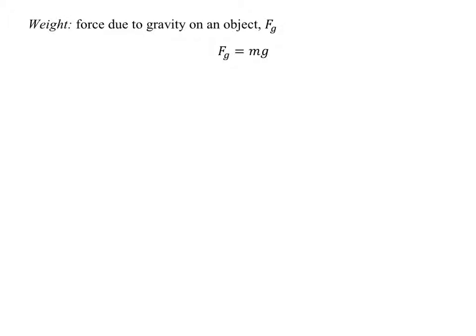So we already know this formula, right? We've already seen this a few times. But the weight of an object is called its gravitational force, aka Fg. The force due to gravity on an object. Now, it's really, really important that you understand the difference between weight and mass. It's important you understand the difference between weight and mass.